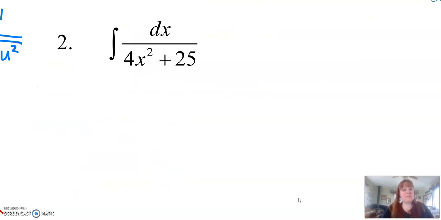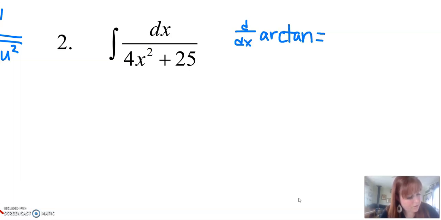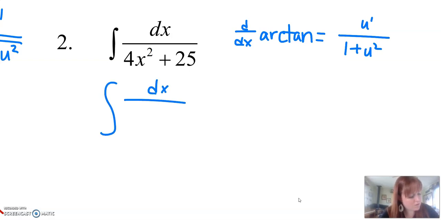Okay, so this one is not in the form of sine. This one looks more like a tangent problem. So let's remember that the derivative of arctan of u equals u prime over 1 plus u squared. So again, we want to get it into something that looks more like that. So how do we do that? Well, let's first start by dividing both by, actually, no, by 25.